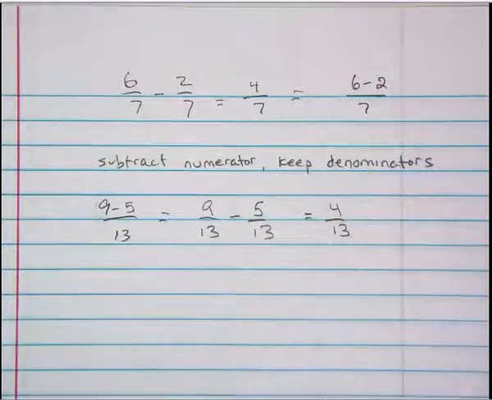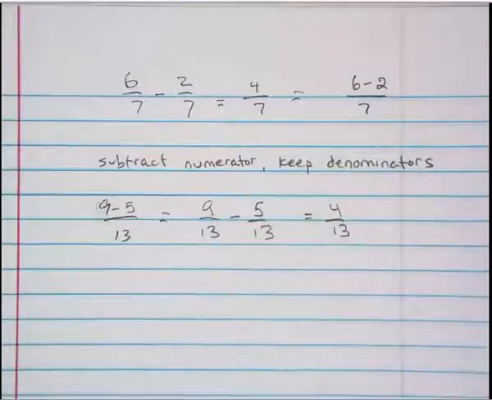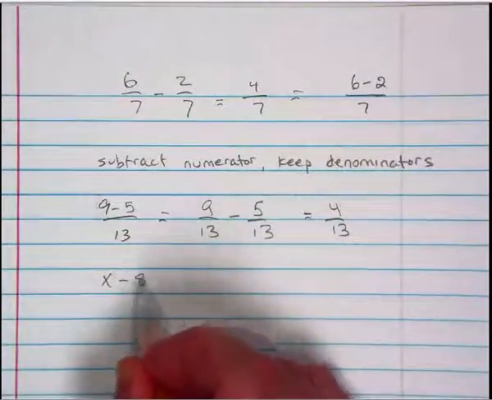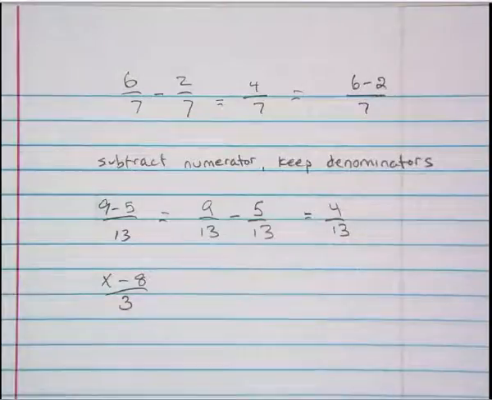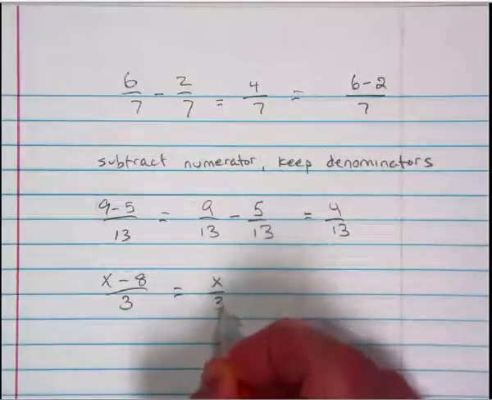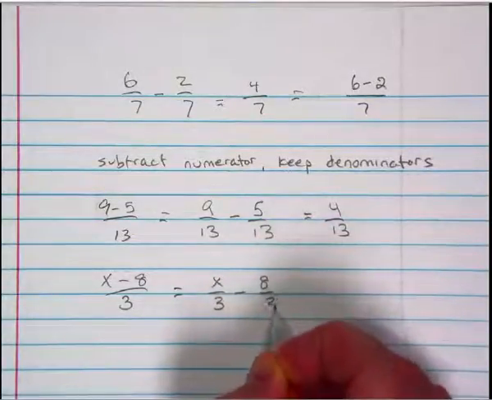So now let's consider that this might be able to be done without just numbers. We could use variables also, something like x minus 8 over 3. To be able to deal with this, it might be more beneficial if we split this up as x over 3 minus 8 over 3. That way we can take something like this and embed it within larger questions.